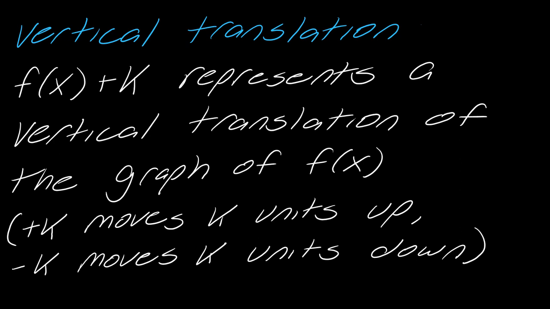So what makes a vertical translation is you have the function f of x wherever you're starting, and you add a number to it, and that represents the idea of the vertical translation. So you're moving it up or down. If you have a plus k, that moves the function up. If you have a minus k, that moves the function down. So that's a vertical translation.